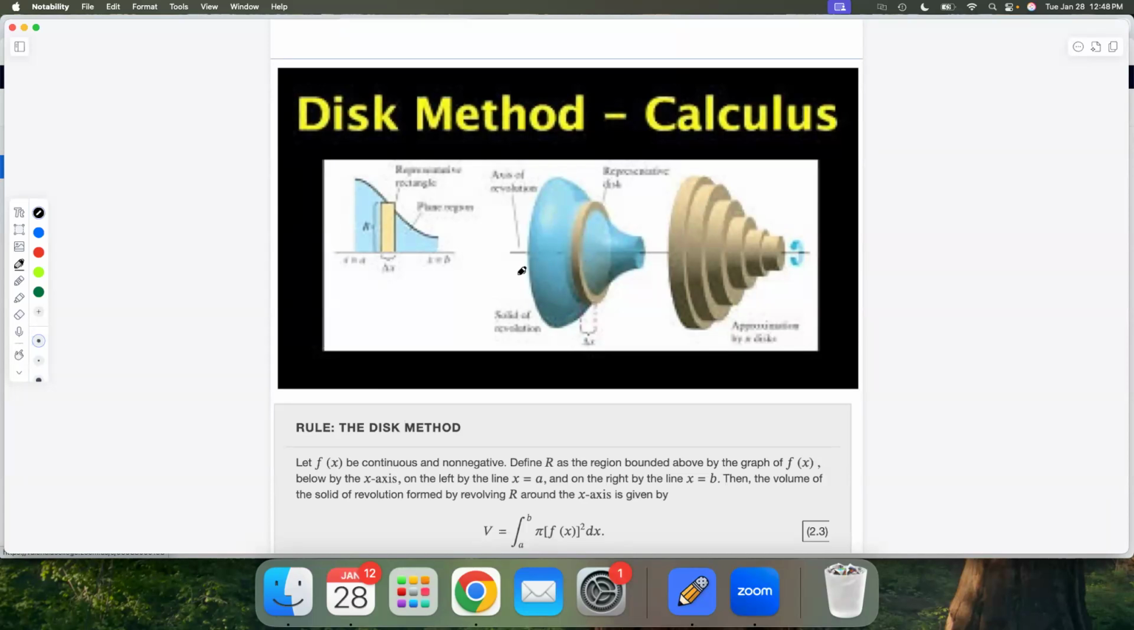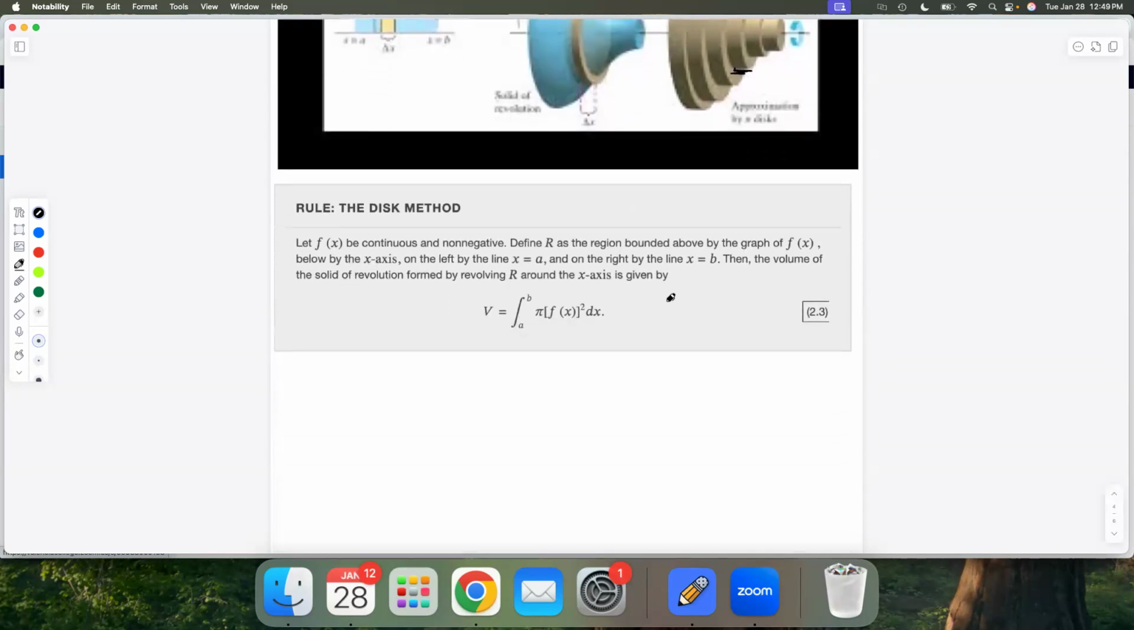Then we take the limit as delta x goes to 0. So this is delta x, the thickness of each coin. That's equivalent to saying we're taking an infinite number of coins that are all infinitely thin. And as the number of coins goes to infinity, as the thickness goes to 0, this volume will approach and eventually at infinity equal this volume. So here's the general formula.